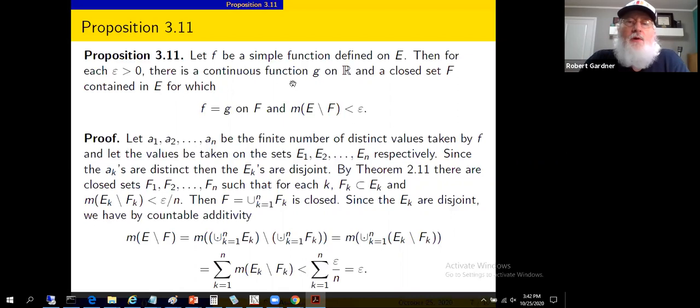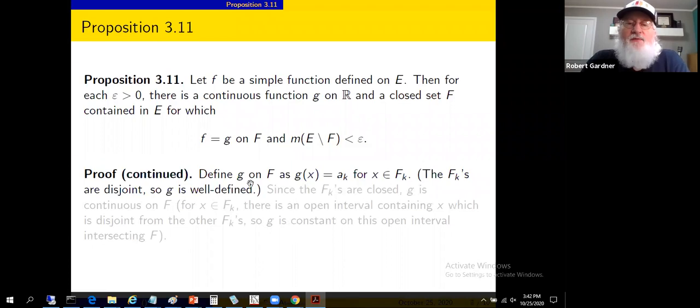We're looking for function G. There is a continuous function G defined on all of R. And we'll get function f equal to G on set capital F. All right, so we've got to deal with a continuous function G. Define G on capital F as G of x equals a sub k when x is in F sub k. Remember the F sub k's partition up set capital F. So any x in F is in exactly one of the F sub k. So this is well defined. So define G like that on set F.